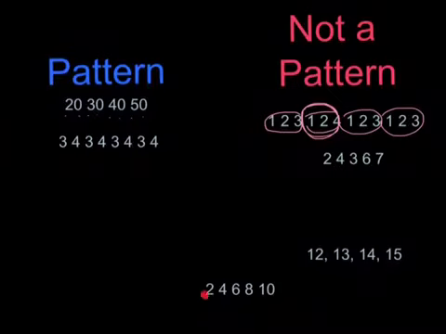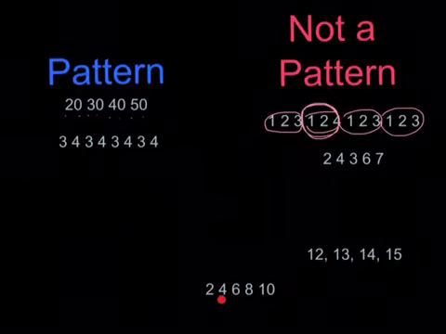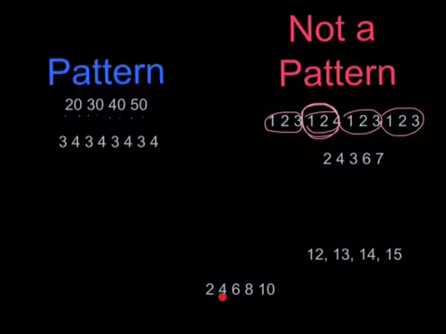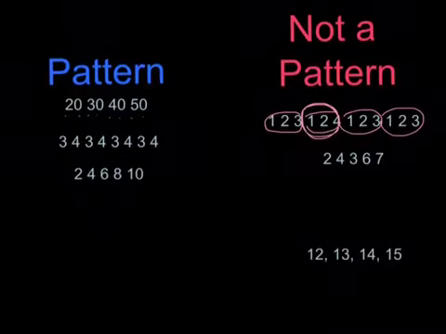Let's have a look at this one here. 2, 4, 6, 8, 10. What happens between 2 and 4? I know 2 plus 2 is 4. Let's see if I add 2 onto 4 if I get 6. 4, 5, 6. Yes, and then 6 to 8. What's happening between these two numbers? 6, 7, 8. Yes, that's plus 2. 8, 9, 10. Oh, that's plus 2 as well. So yes, this is a pattern. It's getting bigger by 2 each time.